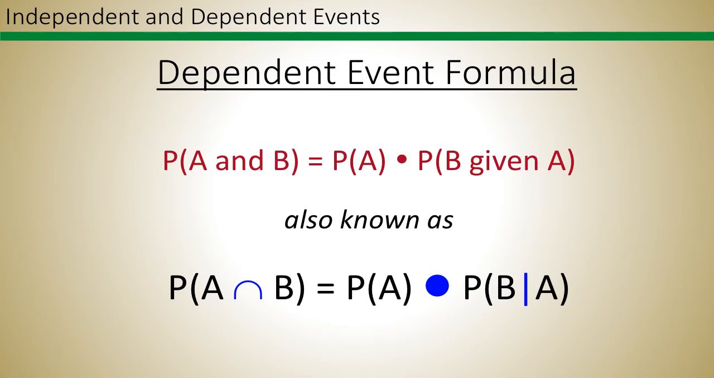There is a formula for dependent events, but most of the time we're not really going to use it. It's actually simpler to think about what's happening in the problem. But these are your formulas for dependent events.